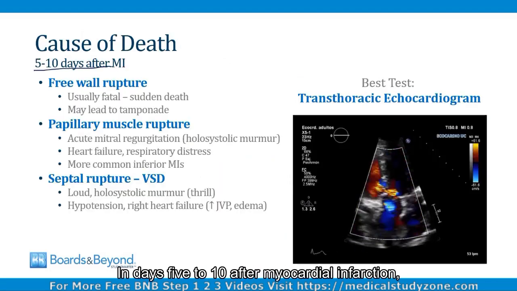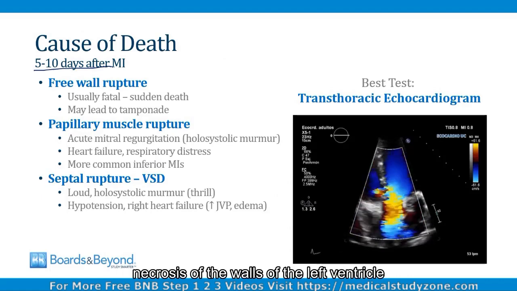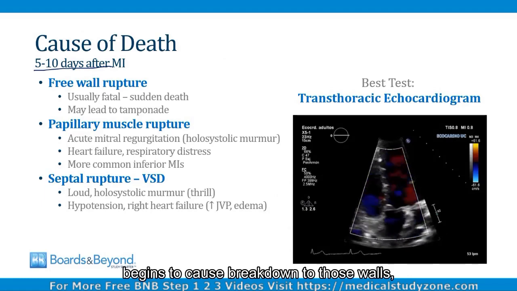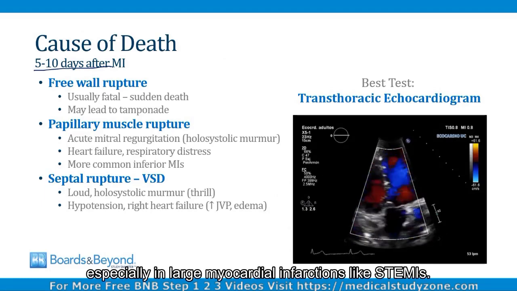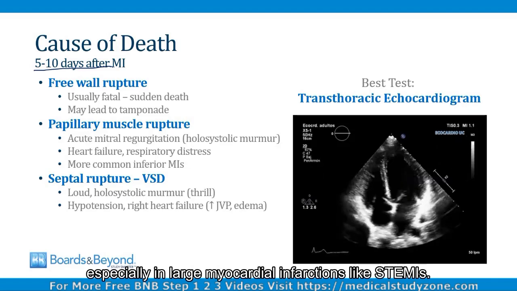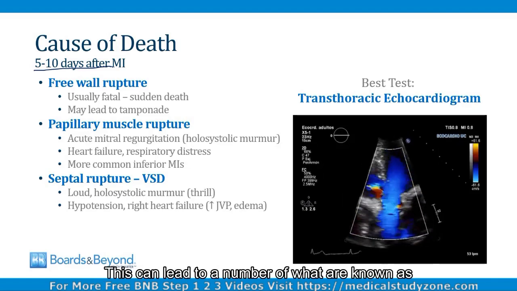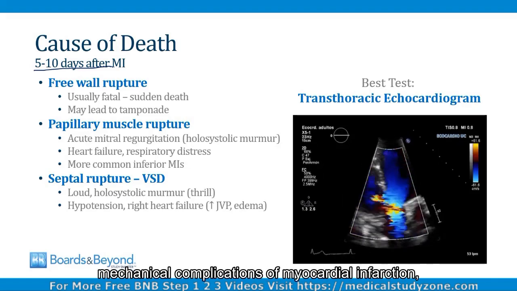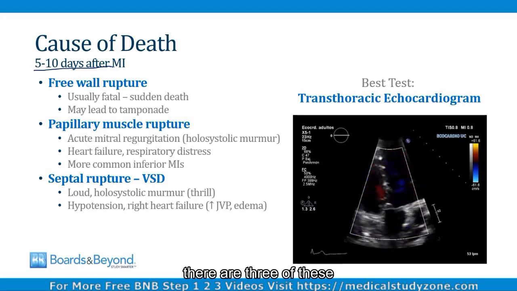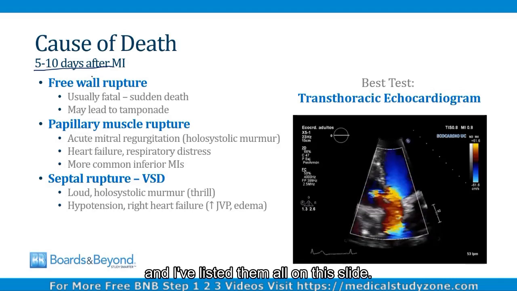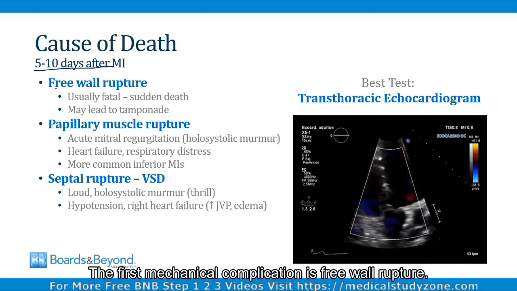In days 5 to 10 after a myocardial infarction, necrosis of the walls of the left ventricle begins to cause breakdown of those walls, especially in large myocardial infarctions like STEMIs. This can lead to a number of what are known as mechanical complications of myocardial infarction. There are 3 of these, and I've listed them all on this slide. The first mechanical complication is free wall rupture.